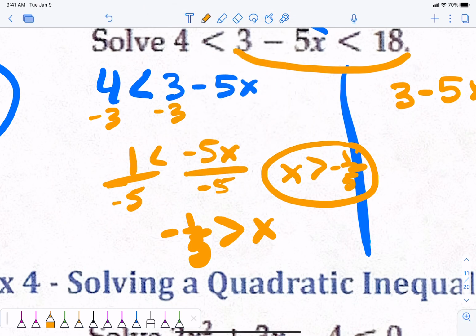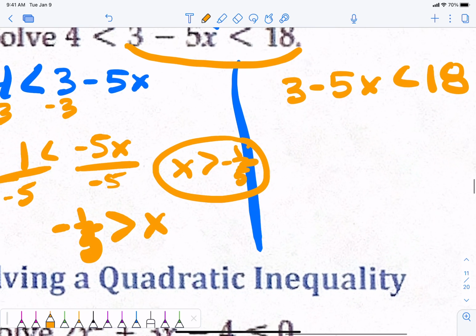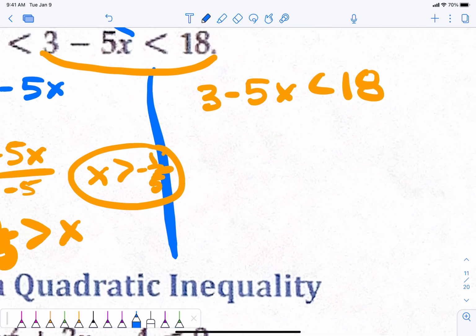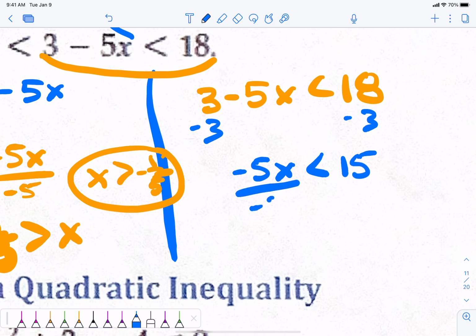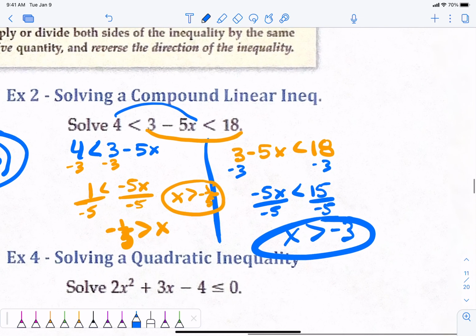1/5. There we go. Over here, same thing. We're going to subtract the 3. Negative 5x is less than 15. Divide by negative 5. X is going to be greater than negative 3. And there is that.